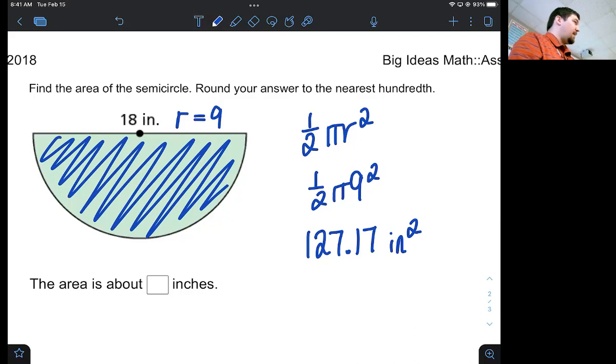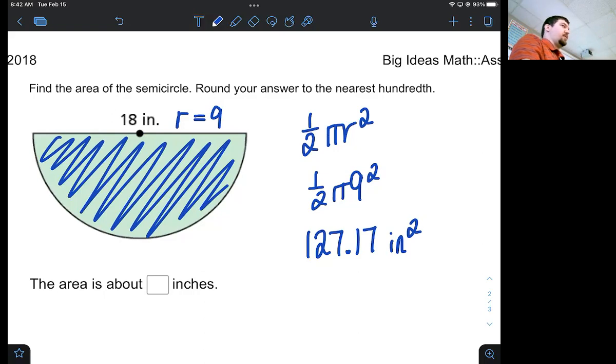So multiply by 0.5. Don't divide by 0.5. You want to divide by something, divide by 2. Those aren't the same thing. Multiplying by 0.5 is not going to be the same answer as dividing by 0.5. So that's the first thing. Second thing, someone asked me last period, if you know that half of 9 is 4.5, can you just do 4.5 times pi squared? The answer is no. You have to square the 9 first.